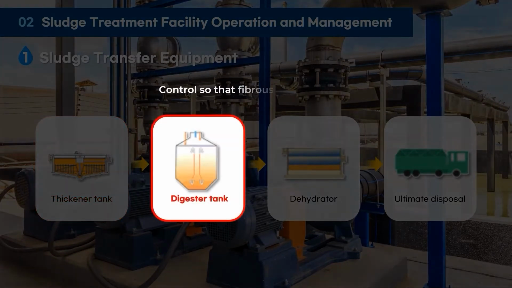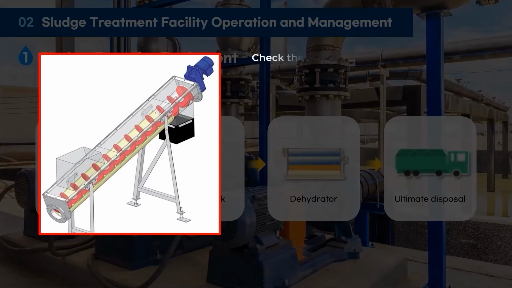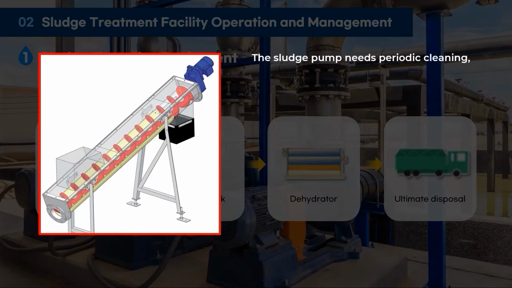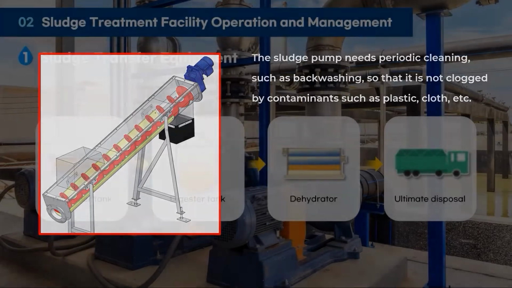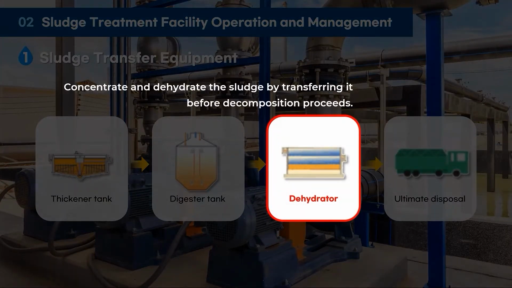It is necessary to manage the process so that fibrous material does not adhere to the rotating blades of the small diameter pump. In addition, there is a risk of the sludge conveyance pipes being damaged by hydrogen emulsion, so they should be checked periodically, as well as cleaned periodically, such as through backwashing to avoid clogging due to contaminants, such as plastic or cloth. Of course, sludge must be conveyed, concentrated, and dewatered before decomposition occurs.